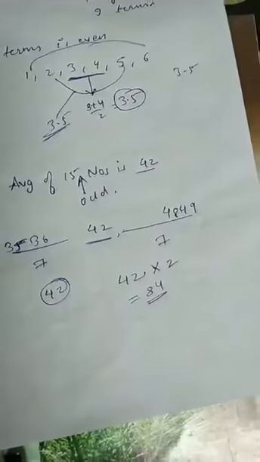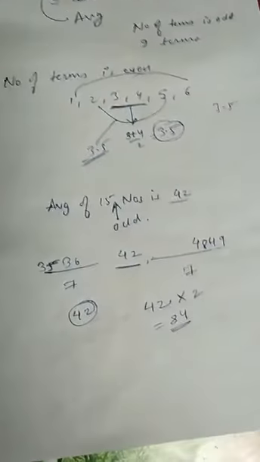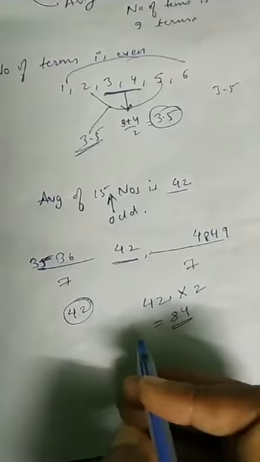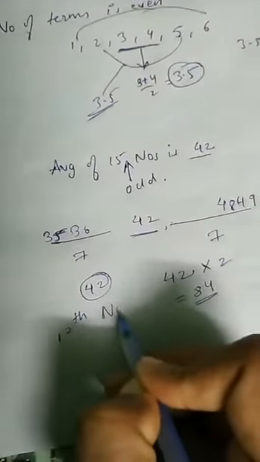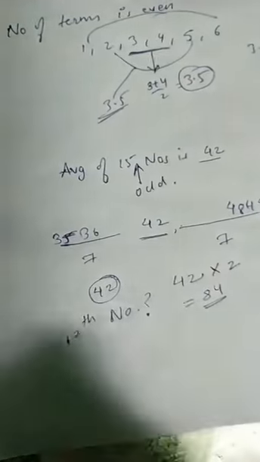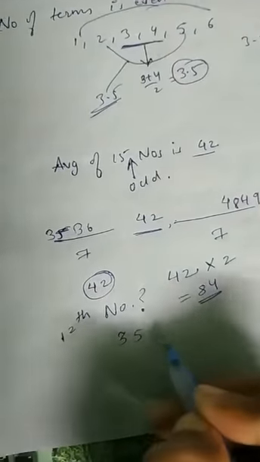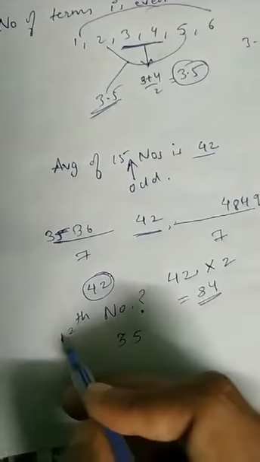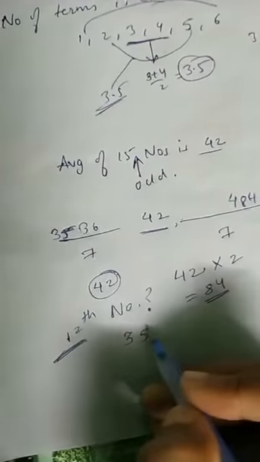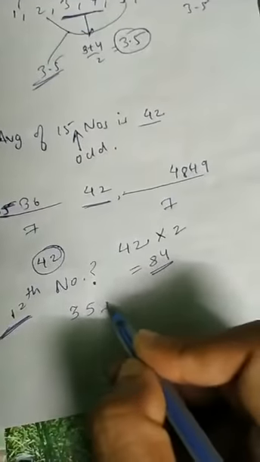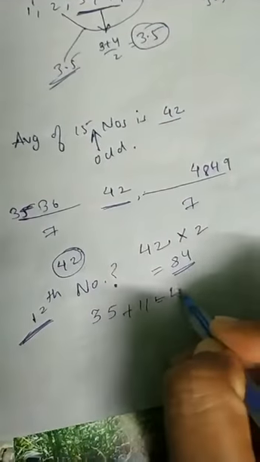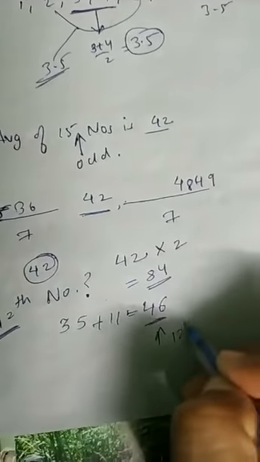Now suppose on these 15 numbers we are asked to find the 12th number. We have the first number as 35. Between 35 and the 12th number there will be 11 numbers, right? So what we do is directly add 11 to 35, so we get 46. 46 will be the 12th number.